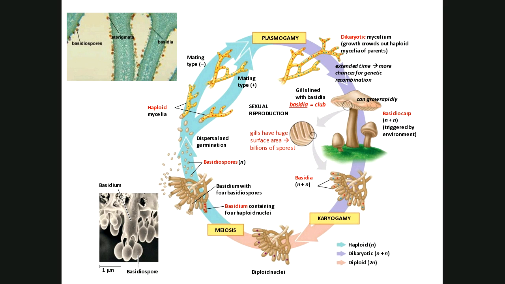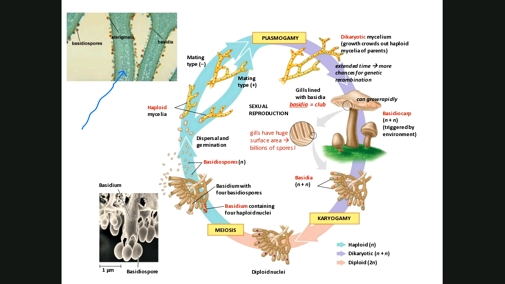Look up in the upper left. I've got a microscope picture. This is very close to what you guys are going to see when we look under the microscope in lab next week. The blue lines are actually the edges of the gills, and the lumps that are sticking out are the basidia. So those are where the name comes from, the basidia.